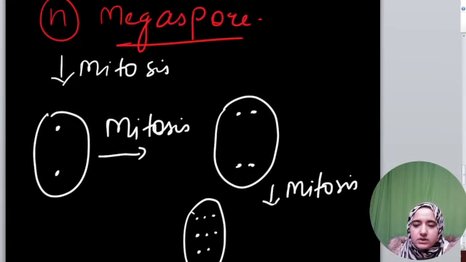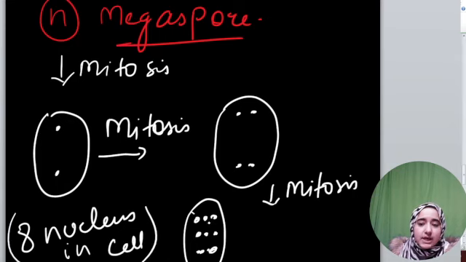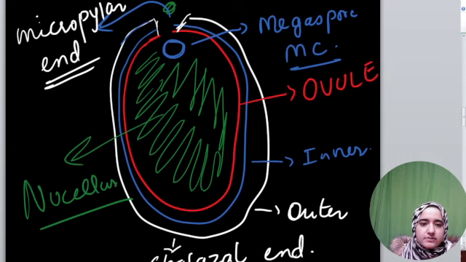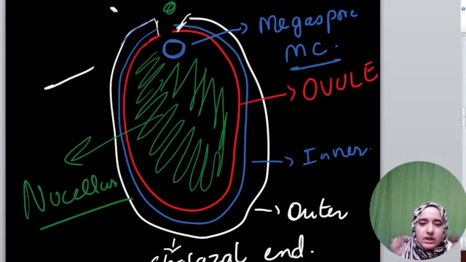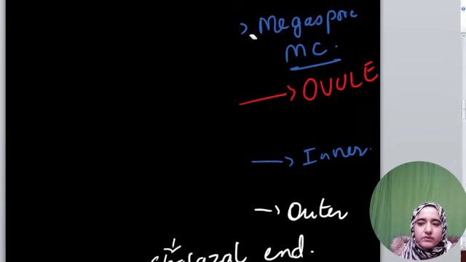1, 2, 3, 4, 5, 6, 7, 8. That means 8 nuclei are now in a single cell, right? See, now after this stage, what will happen? After this stage, cytokinesis will occur. I'll show you how. I'm going to erase this. Now we will see what the arrangement of nuclei in this cell is and which cells will be formed.